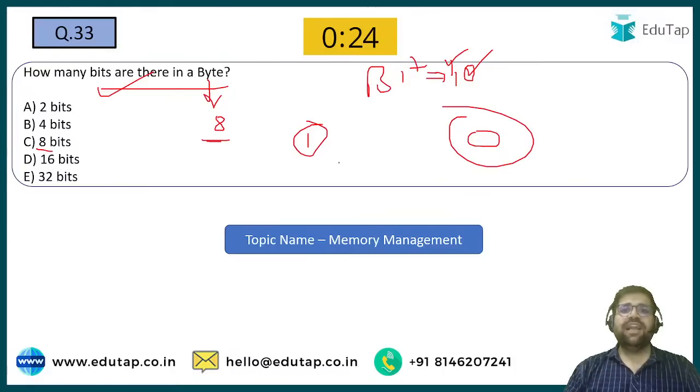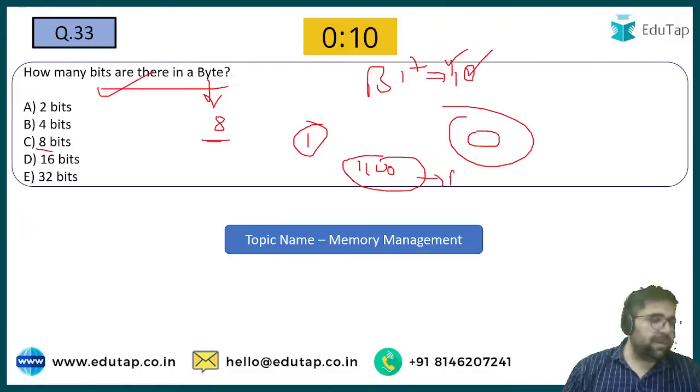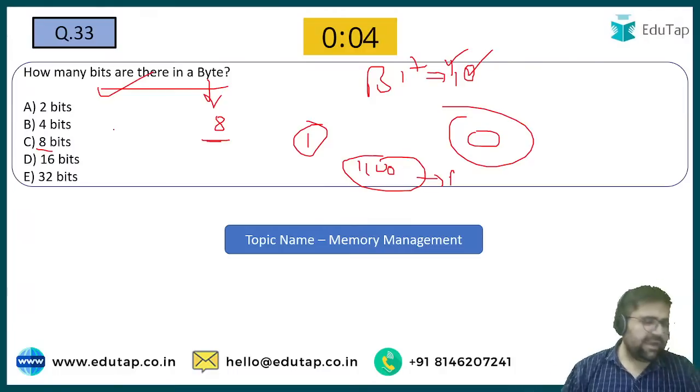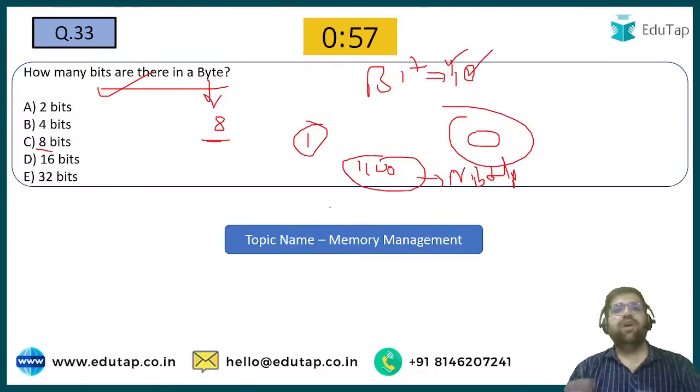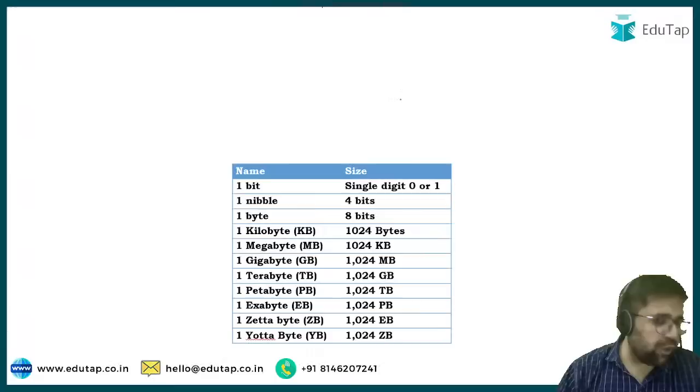And then what is the collection of 4 bits? If I ask you collection of 4 bits, what will be your answer? Collection of 4 bits is called what? Yes, it is known as nibble. Very good. It is known as nibble. And collection of 8 bits, 8 bits means that you are arranging zeros and ones in different ways, that will be called a byte. So in a byte there are 8 bits, and in a nibble there are 4 bits. So you have to remember this.